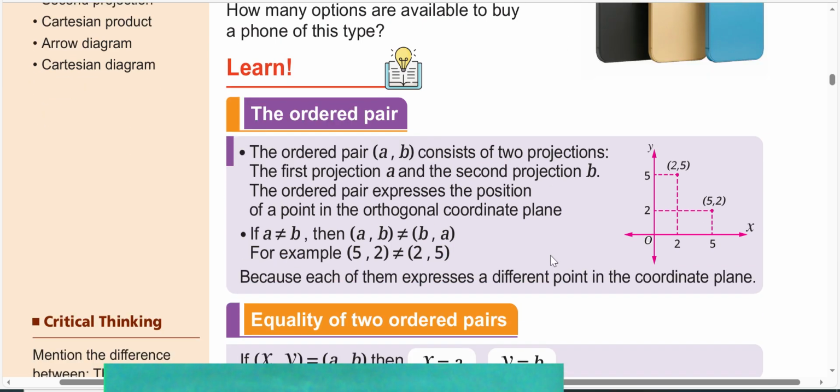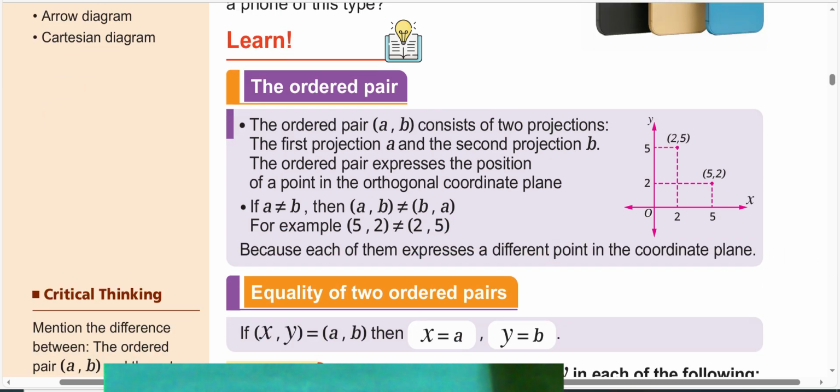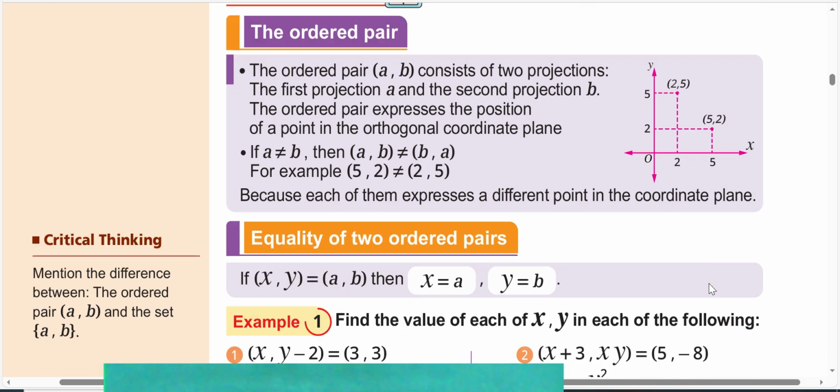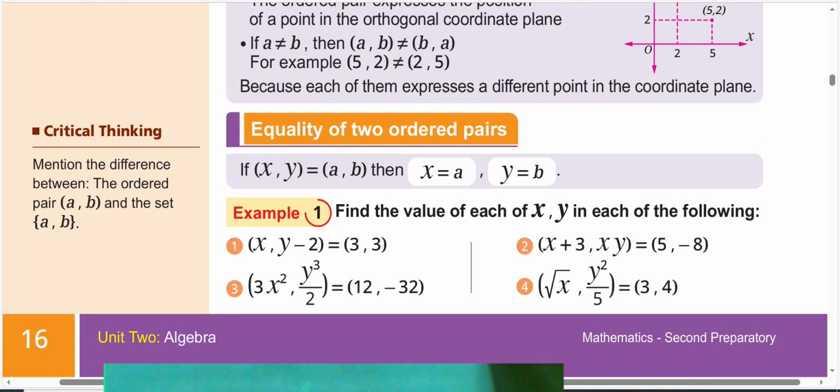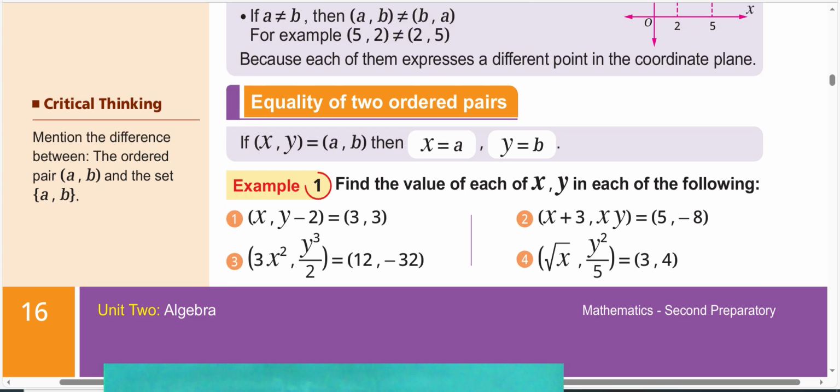information here. The ordered pair (2, 5) is not equivalent to (5, 2) in the coordinate plane. If we have two ordered pairs that are equal, then the first component equals the first component and the second component equals the second component. Like this example.